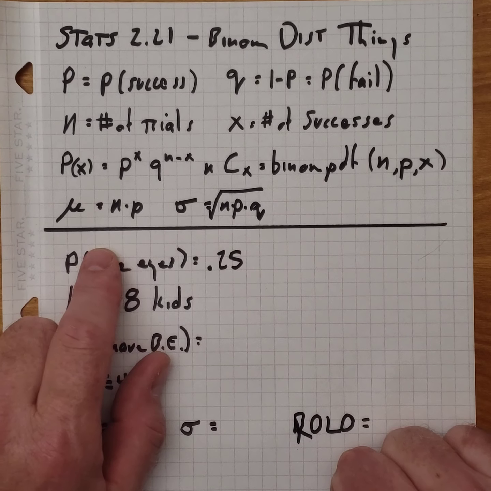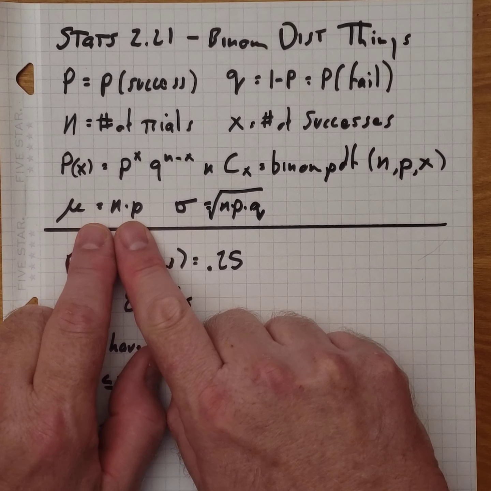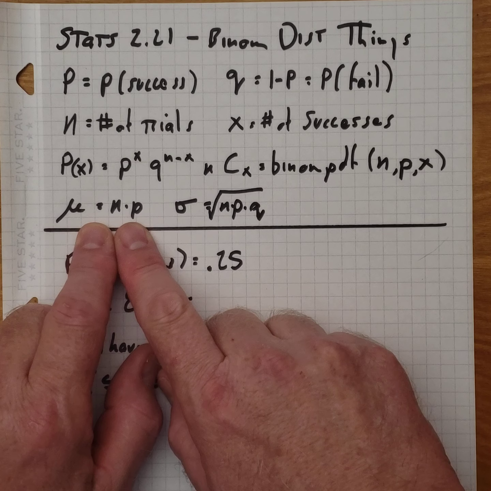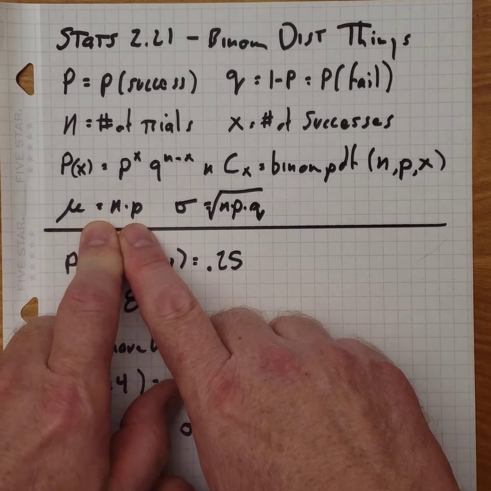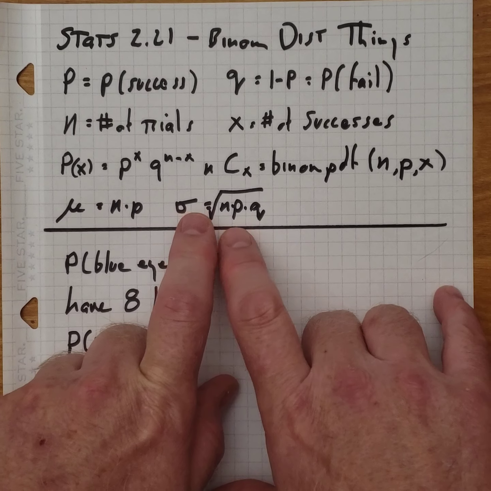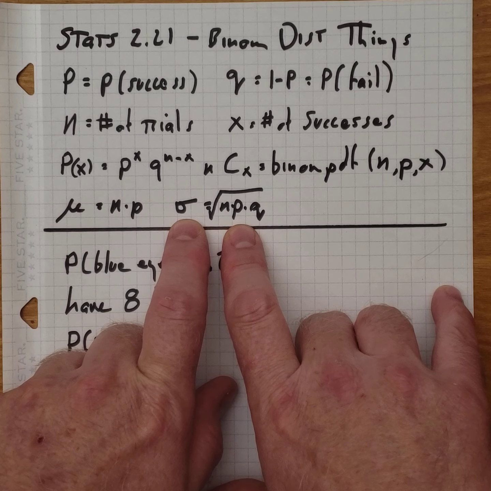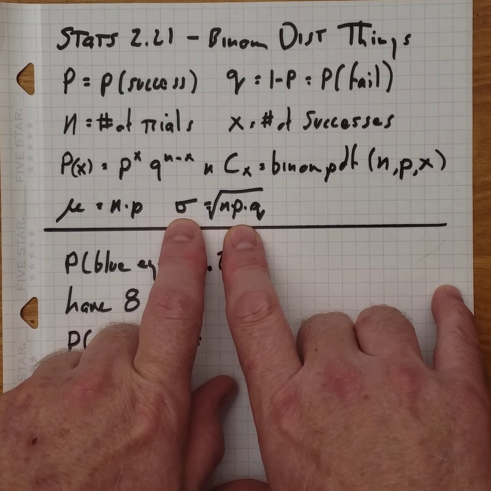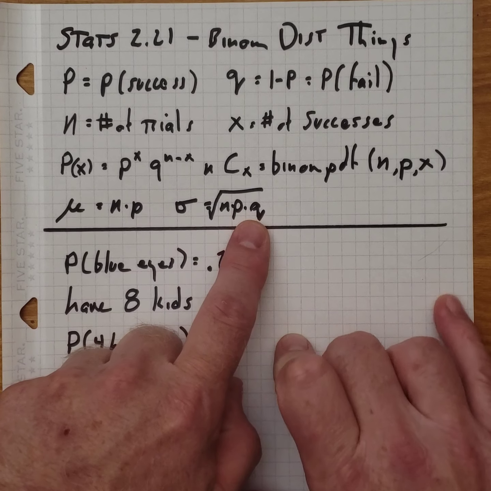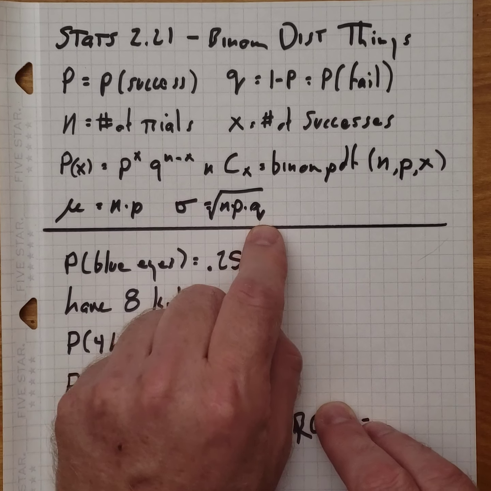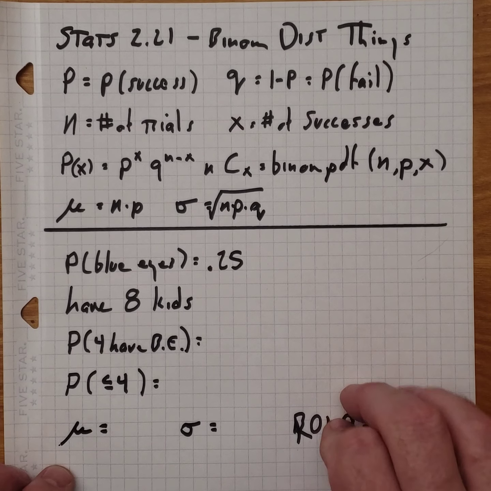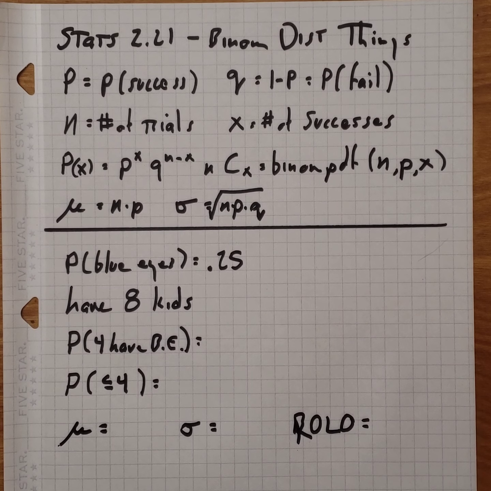Our formula for mean is just N times P, the number of trials times the probability of success in each trial. And that's fairly obvious. And the standard deviation is just N times P times Q, square rooted. So number of trials, probability of success, probability of failure, square root. Now let's take a look at how to do each of these.